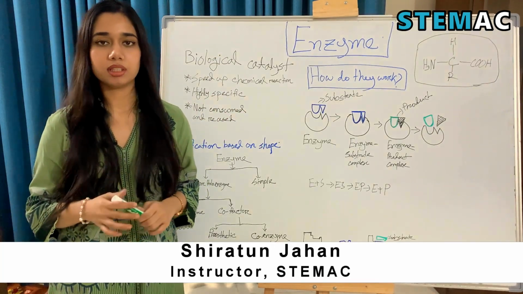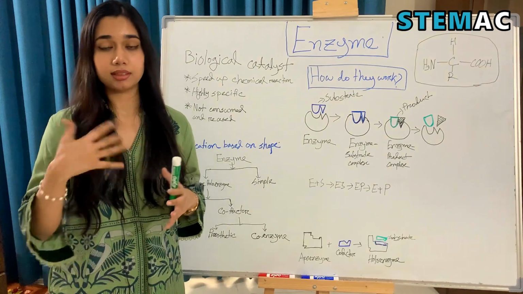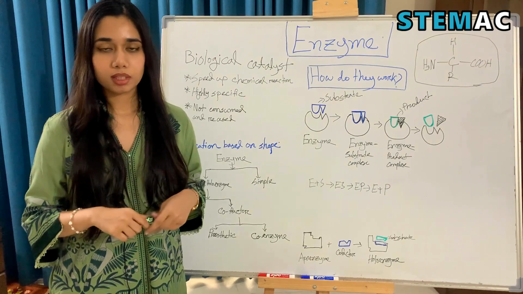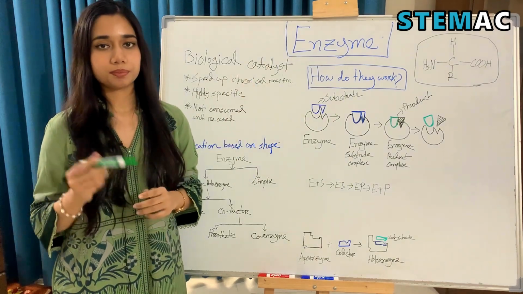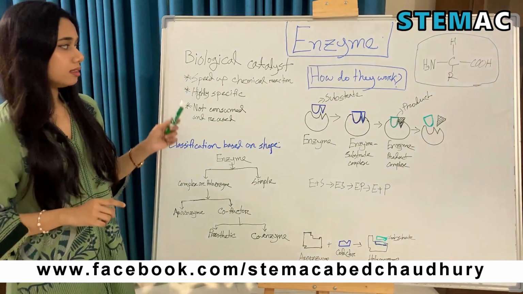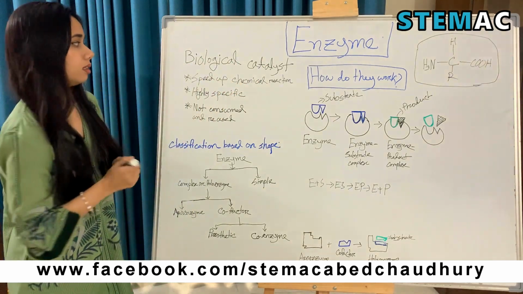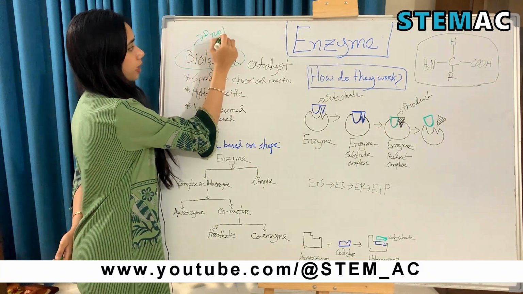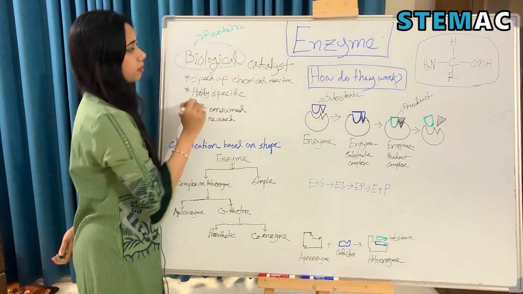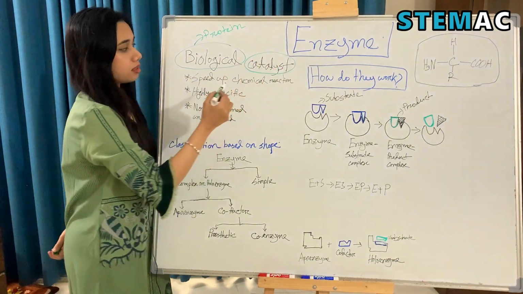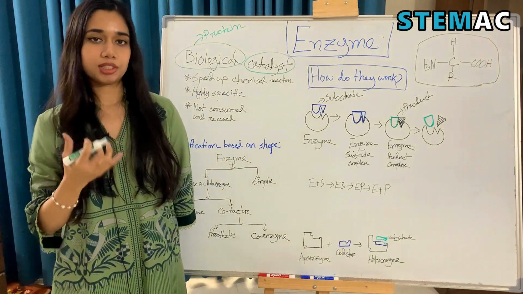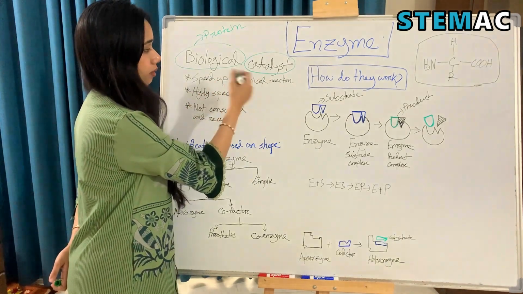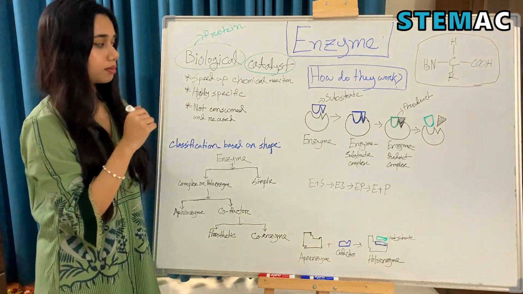So imagine if the chemical reactions that are taking place inside our body took centuries to complete, it would be a disaster, right? But luckily we have enzymes. So what are enzymes? Enzymes are biological catalysts. Biological because they are proteins with a unique shape, and catalyst because they speed up the chemical reactions inside living organisms. They speed up the chemical reactions, and so they are called catalysts.